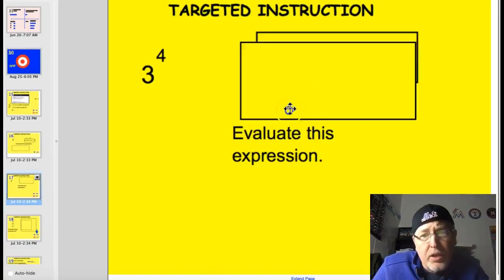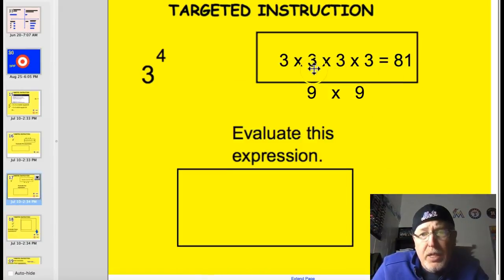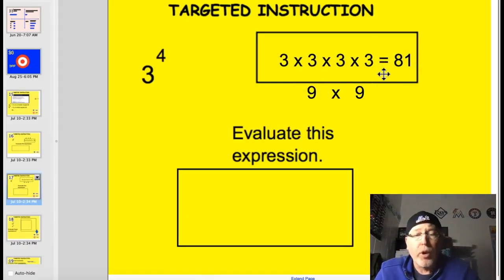All right, let's see how you did. Well, 3 times 3 times 3 times 3 equals 81. Or 3 times 3 is 9, 3 times 3 is 9, 9 times 9 is 81. Break it down like that too.